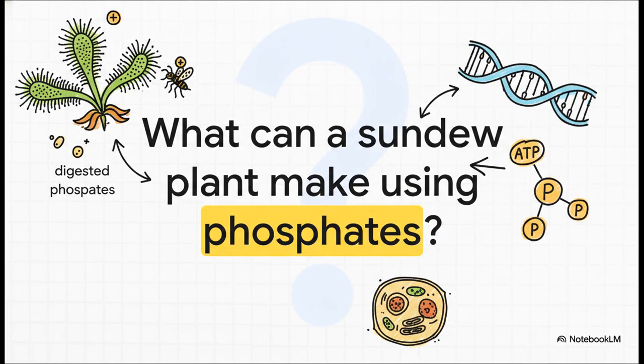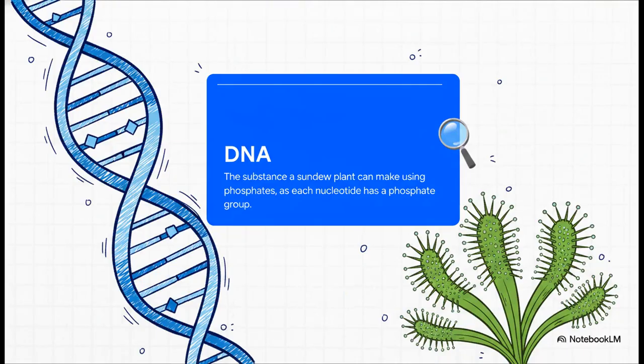Next up, question 2.3. The sundew plant snacks on insects to get phosphates. The question is, what essential substance does it need those phosphates to build? Yep, the answer is just DNA. It's that phosphate group in the DNA backbone that they're looking for. A simple recall question for a simple mark.